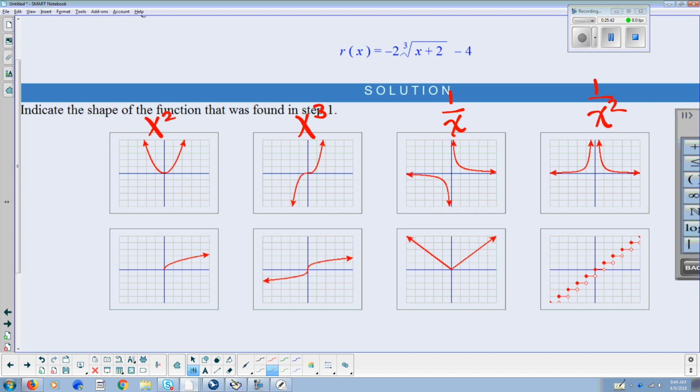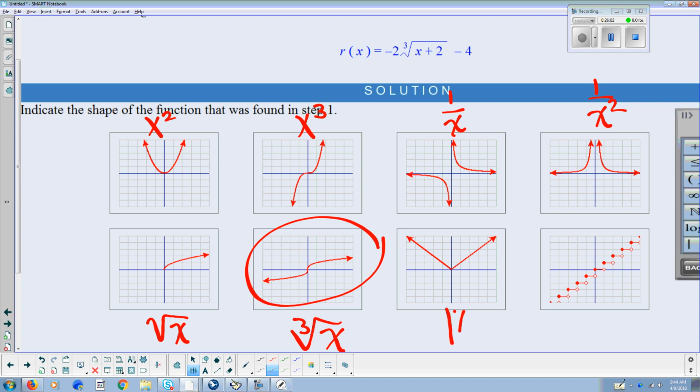Next row. Square root, fourth root. Any even root function. This one is the cube root, so this is what we're looking for here. This is our answer choice. Cube root, fifth root, seventh root, any odd root. This is absolute value of x, and this is the greatest integer function.